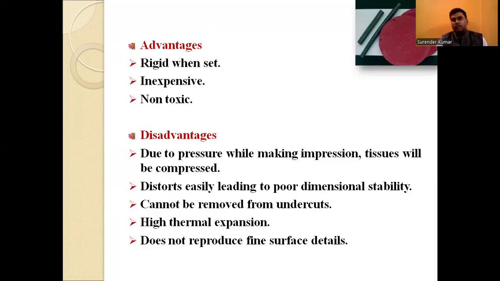Advantages of this material: they are rigid when they are set, they are inexpensive, and they are non-toxic. But the disadvantages are that due to pressure while making the impression, the tissues will be compressed. That means we record it in a compressed state, mucocompressive tissues. It distorts easily, leading to poor dimensional stability, cannot be removed from the undercuts, and has high thermal expansion. It does not reproduce fine surface detail.